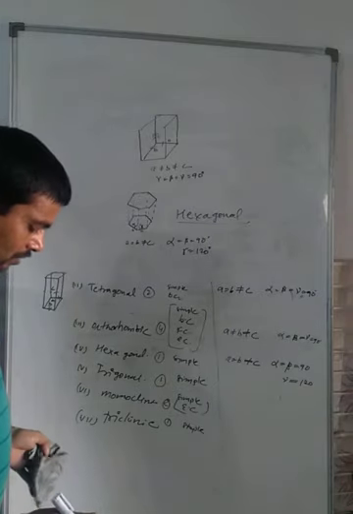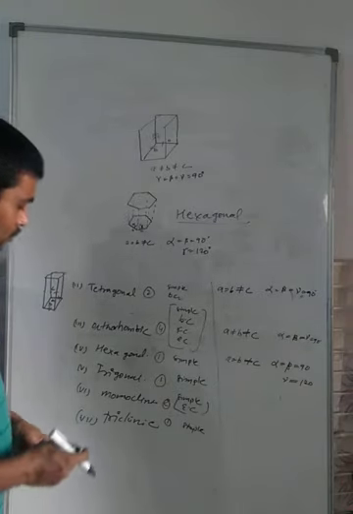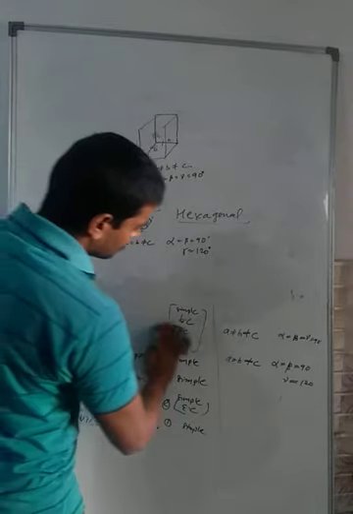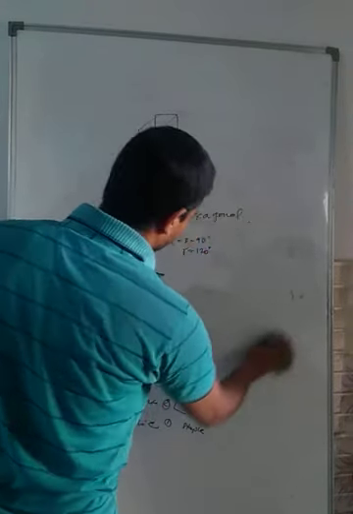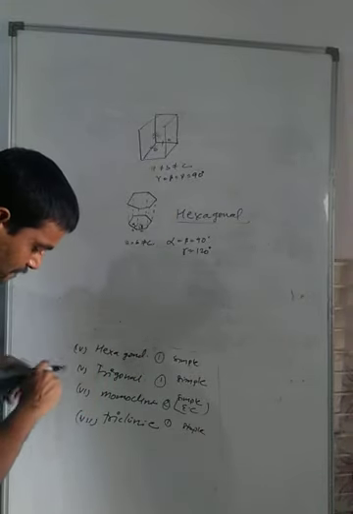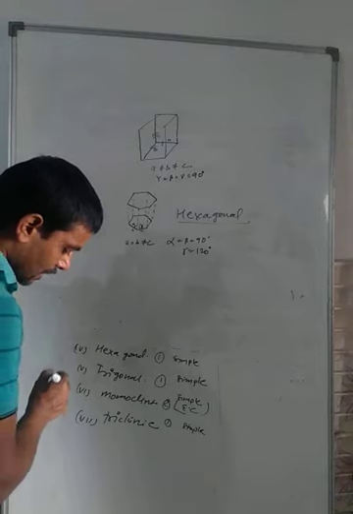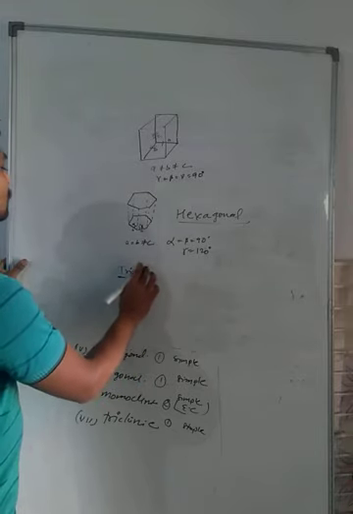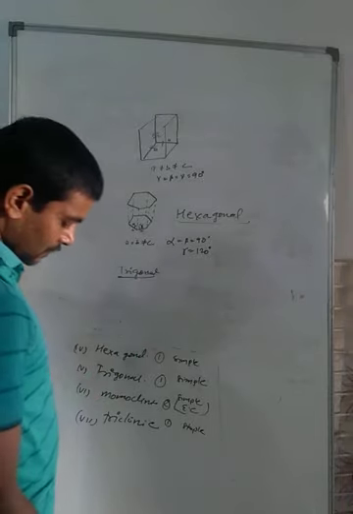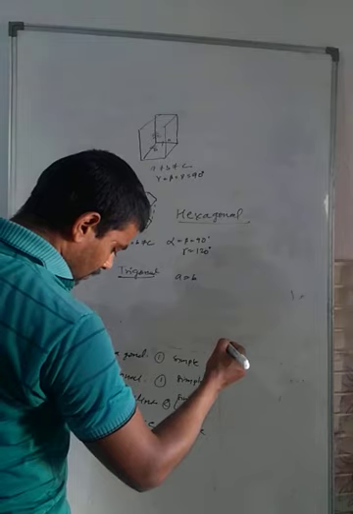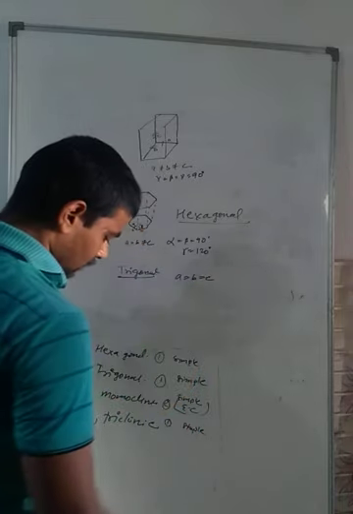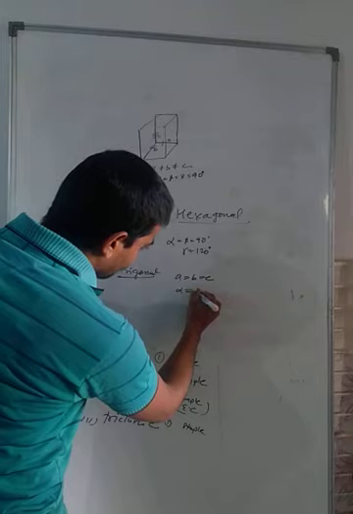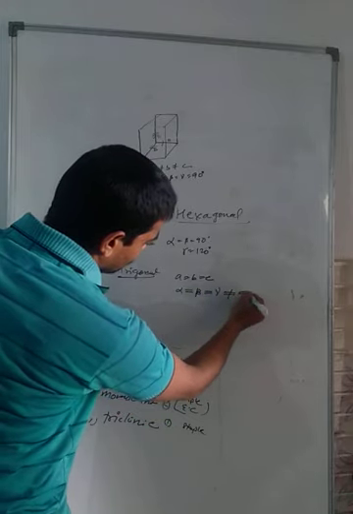And now trigonal or rhombohedral, in which a equal to b equal to c. I have to clear more space. Rhombohedral or trigonal. a equal to b equal to c. But alpha equal to beta equal to gamma not equal to 90.